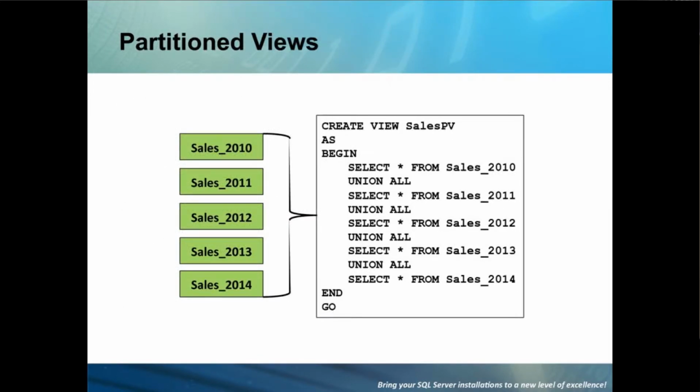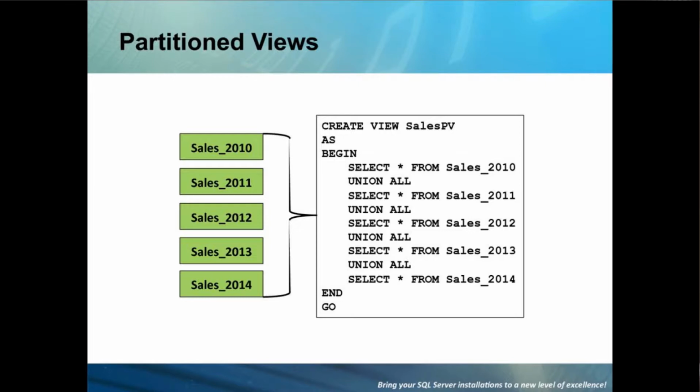Let's talk in the first step about partitioned views. So we are talking about the technology introduced back with SQL Server 7.0. A partitioned view means you have multiple individual tables and you create a view with a UNION ALL. Simple.